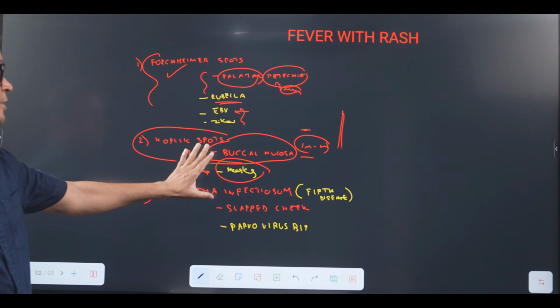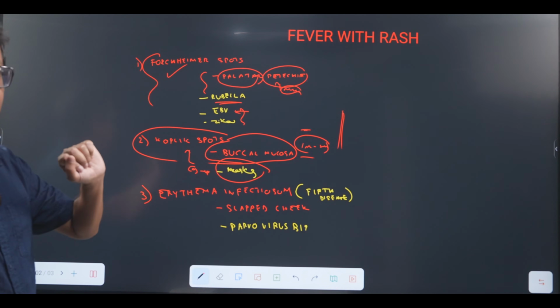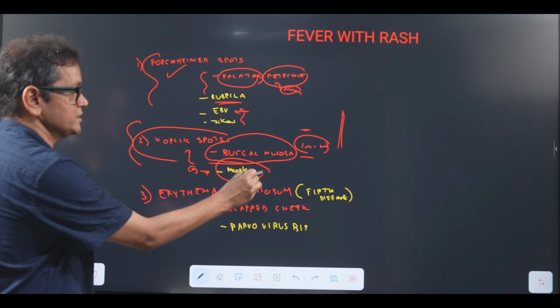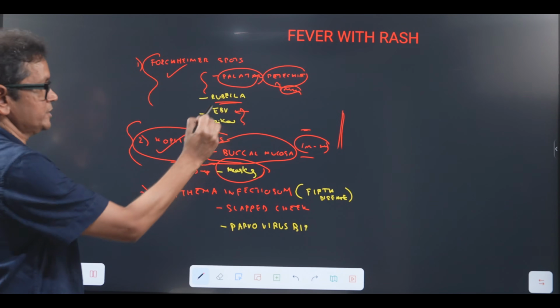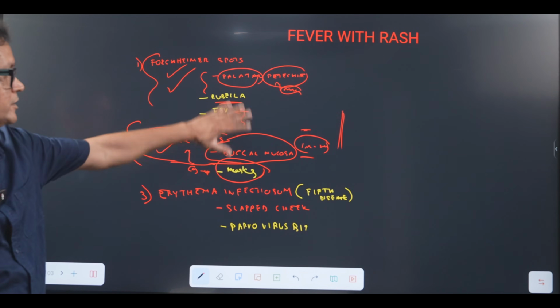Why am I stressing upon this? Because these are pathognomonic, meaning if they are present, you are dead sure that this patient with fever and rash is having measles, unless proved otherwise. So, remember these Koplik spots, then only you can remember Forchheimer spots, because they are not specific.